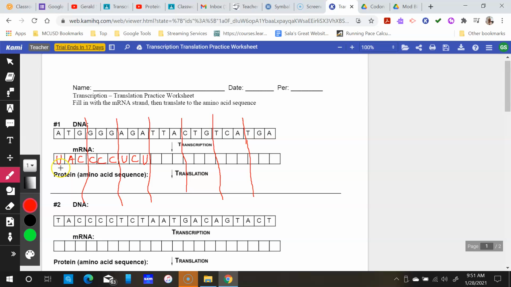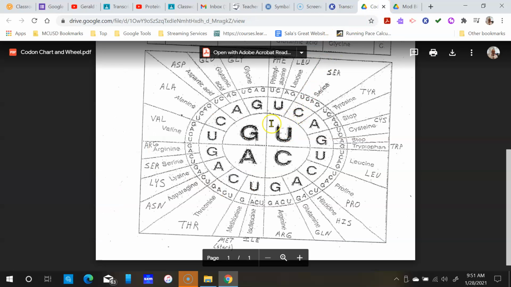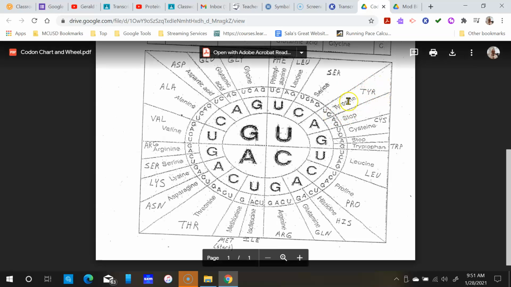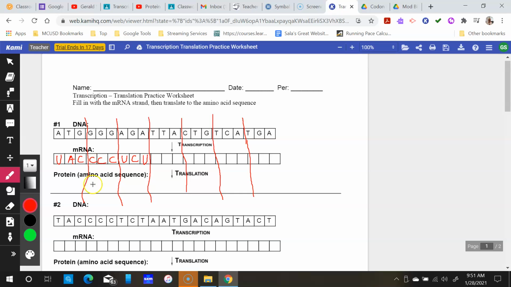So I have U, A, C. So then if I go here, I'm going to look at the U. Then I'm going to go to this next level and then the third level. So we had U, A, C, which is tyrosine, which you're only concerned with the three letters here. So then you would just go back and put your T, Y, R. So your first amino acid would be T, Y, R. Now remember, this is practice.